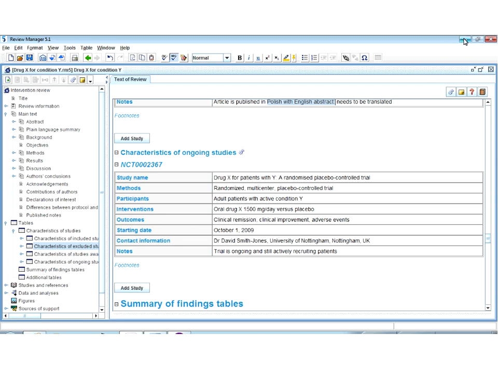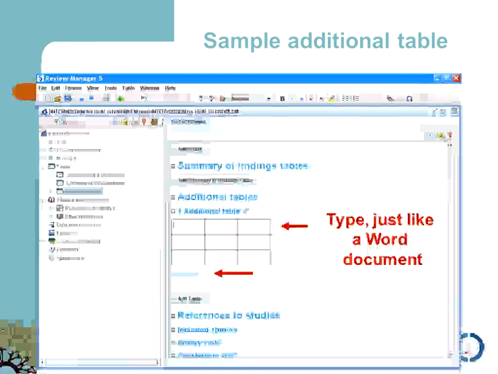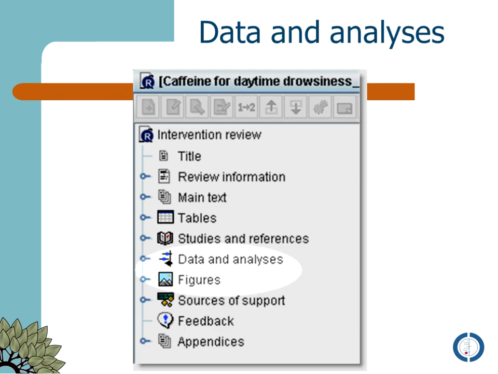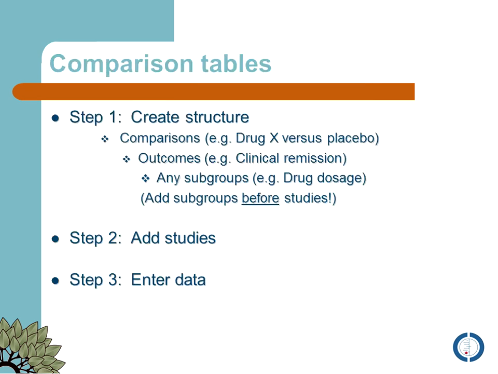I'm going to go back to my slides now and talk to you about data and analyses. Just bear with me while I pull up the slides. Okay, this slide shows where you open up the data and analysis section of RevMan in the outline pane. It's right here. These are the steps that you would follow to create a meta-analysis in RevMan.